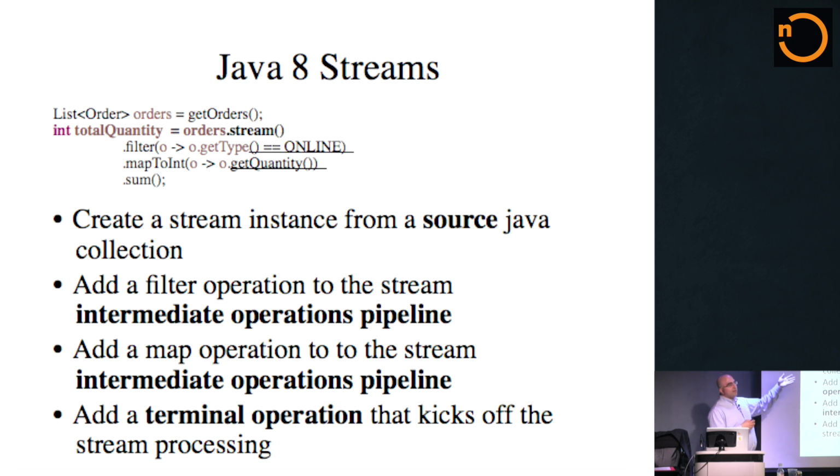If you didn't have streams, how would you do this with regular Java code? Write a for loop, right? An if statement inside the for loop for the filter. And then inside of the if statement, call getQuantity, accumulate that in a variable defined outside the loop, and then return that. That's more lines of code. So streams make it very compact to do manipulations on data structures.